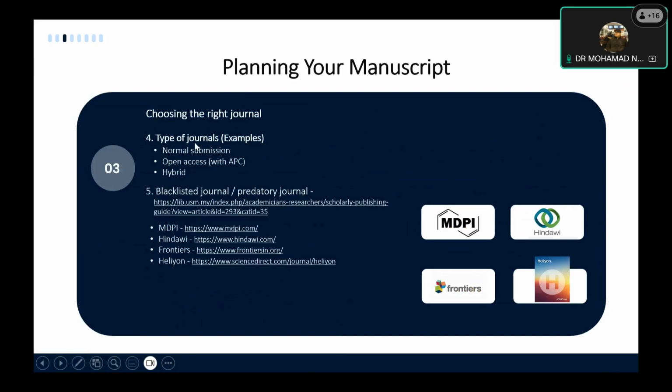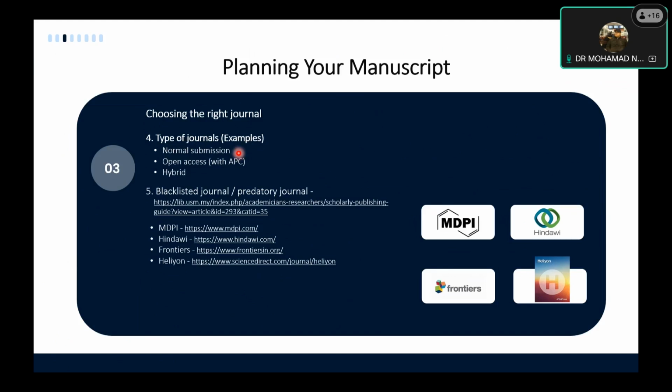For the types of journals, normally we have normal submissions by using the submission system. We don't have to pay, but for the person who needs our paper, they have to buy it from the publisher, for example 40 USD for one paper. In USM, we subscribe to several databases, for example ACS, Elsevier, RSC. By the subscriptions of our university, we can easily access all the papers.